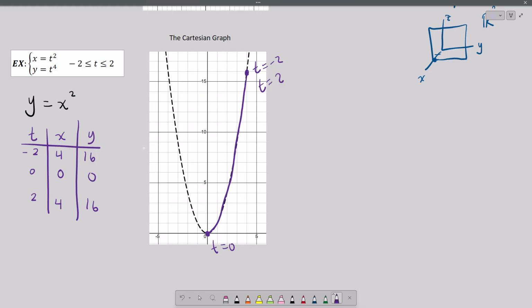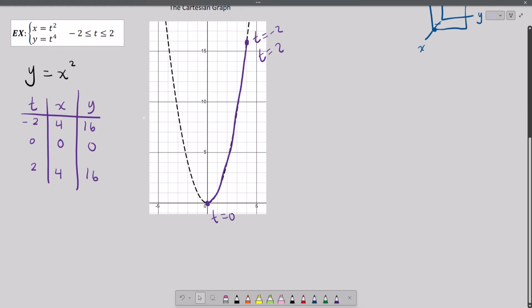So we cannot say, this has no orientation. This is not orientable as it sits with this domain. If the domain was -2 to 0, the orientation would be down. If the domain was 0 to 2, the orientation would be up. So we can't draw an orientation here because it has both those pieces built into it.